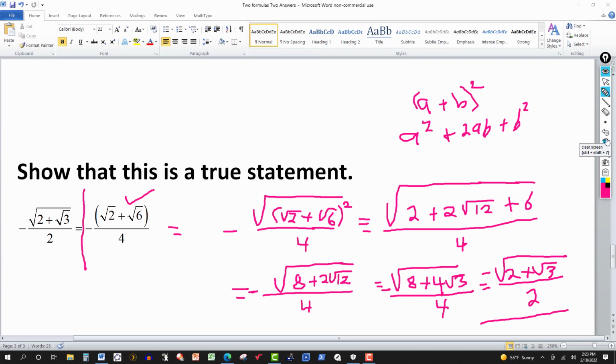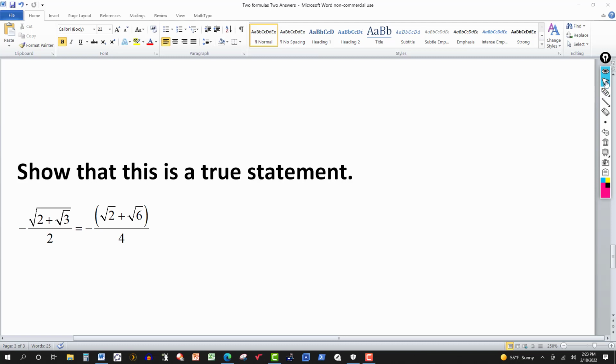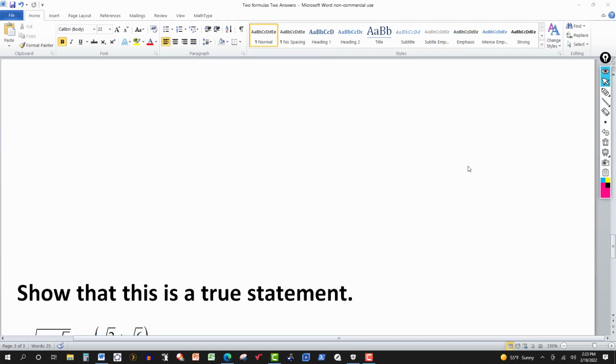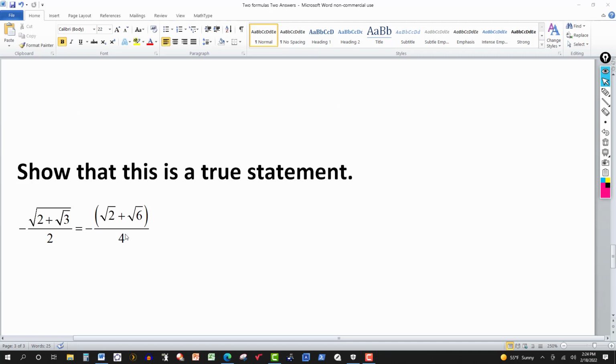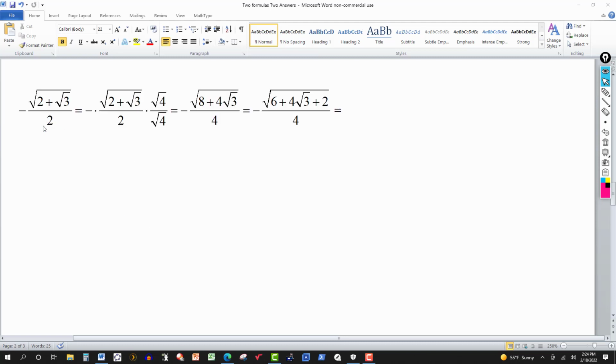I clear this. Now you could go the other way also. You could go with the left side and show that you get the right side. That one's a little bit more involved, but I do have it set up here in case you want to. So here's going the other way. This is a little bit more involved, but okay, we have this. And I know that I have to wind up with a 4 in the denominator. Okay, this 2 I want it to be a 4. So I said, well, let's make it a 4. I can do that by multiplying the numerator and the denominator by 2.